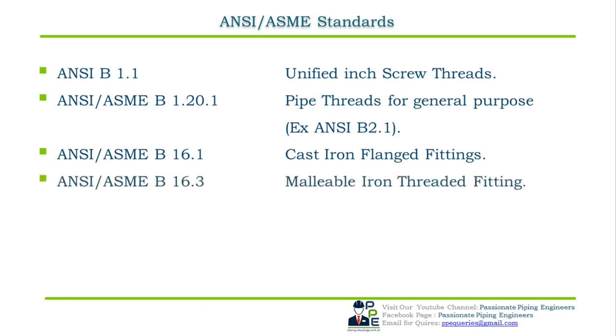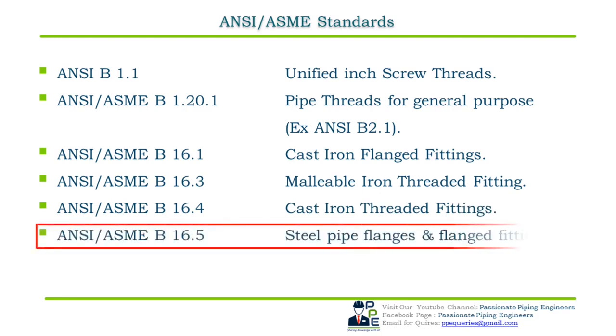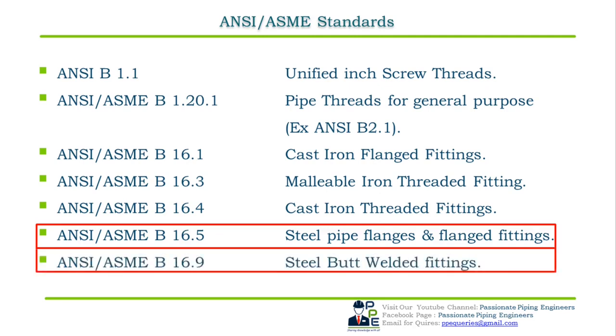ASME B16.3 is malleable iron threaded fittings. ASME B16.4 is cast iron threaded fittings. ASME B16.5, that is stainless steel flanges and flange fittings. ASME B16.9, that is steel butt welded fittings.